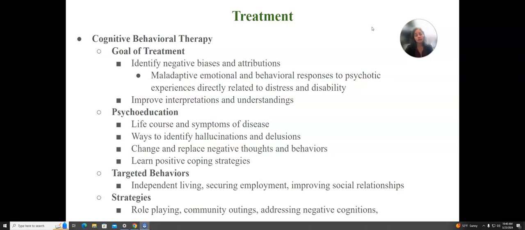So psychoeducation is an important part of any therapy program, but in this case, we're going to educate them about the disease, the symptoms. We're going to help them recognize and identify the symptoms when they're experiencing them, maybe teach them ways to combat them, and to address those negative thoughts and behaviors and maybe even replace them with positive ones, reframe, teach them positive coping strategies and ways that they might be able to distract their mind and pull themselves out of a delusional episode.